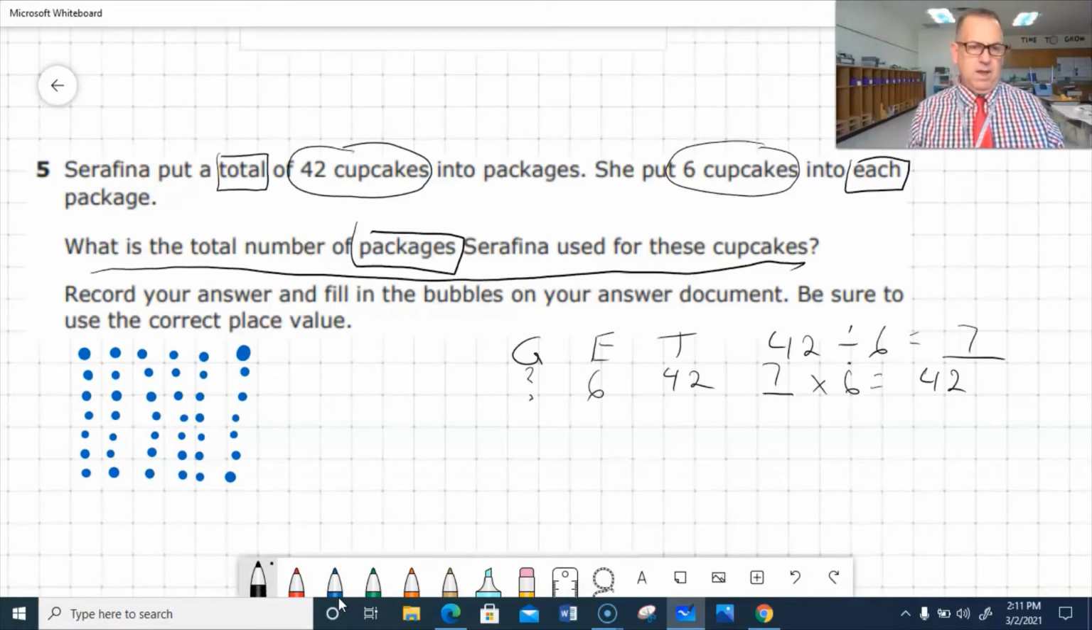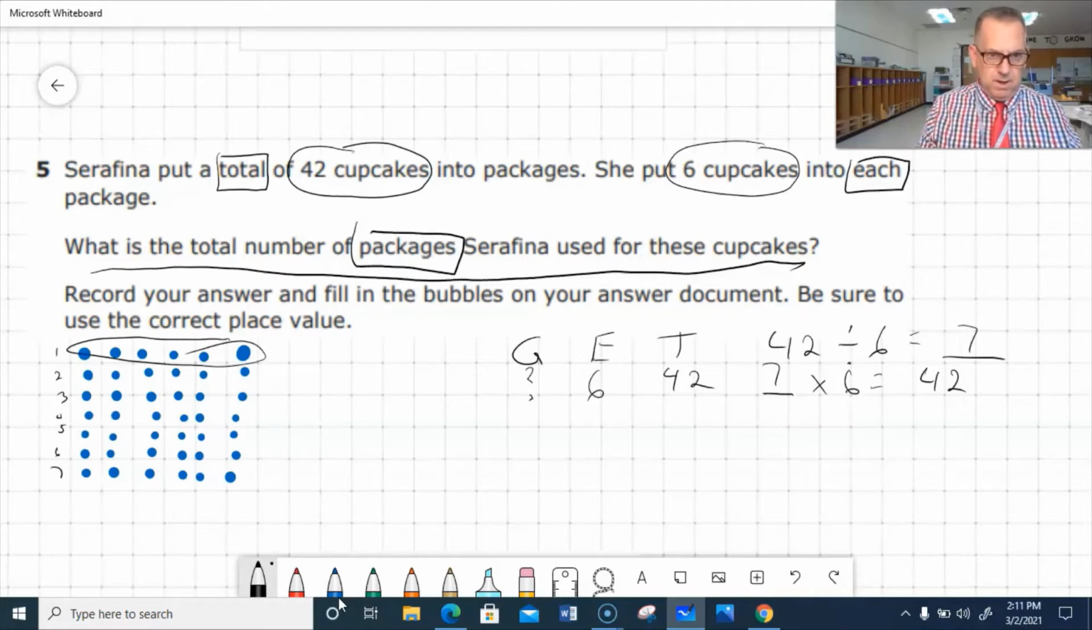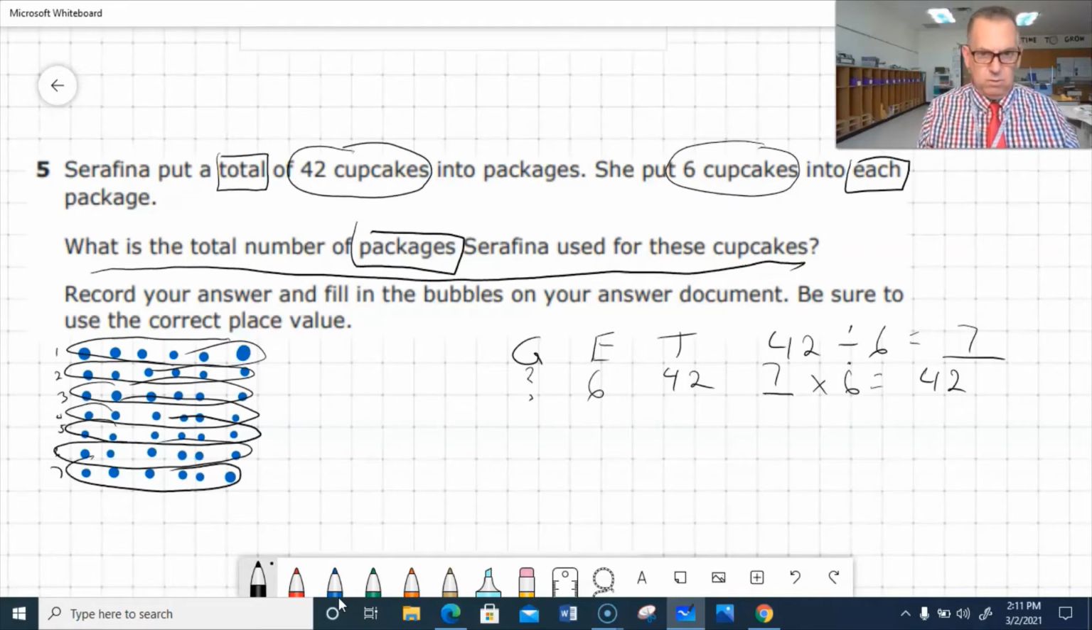So when I do it like that, I can see I've got 1 package, 2 packages, 3, 4, 5, 6, 7 packages, or that's 1 package, 2, 3, 4, 5, 6, and 7 groups or 7 packages. So we'll need 7 packages to put all the cupcakes in.